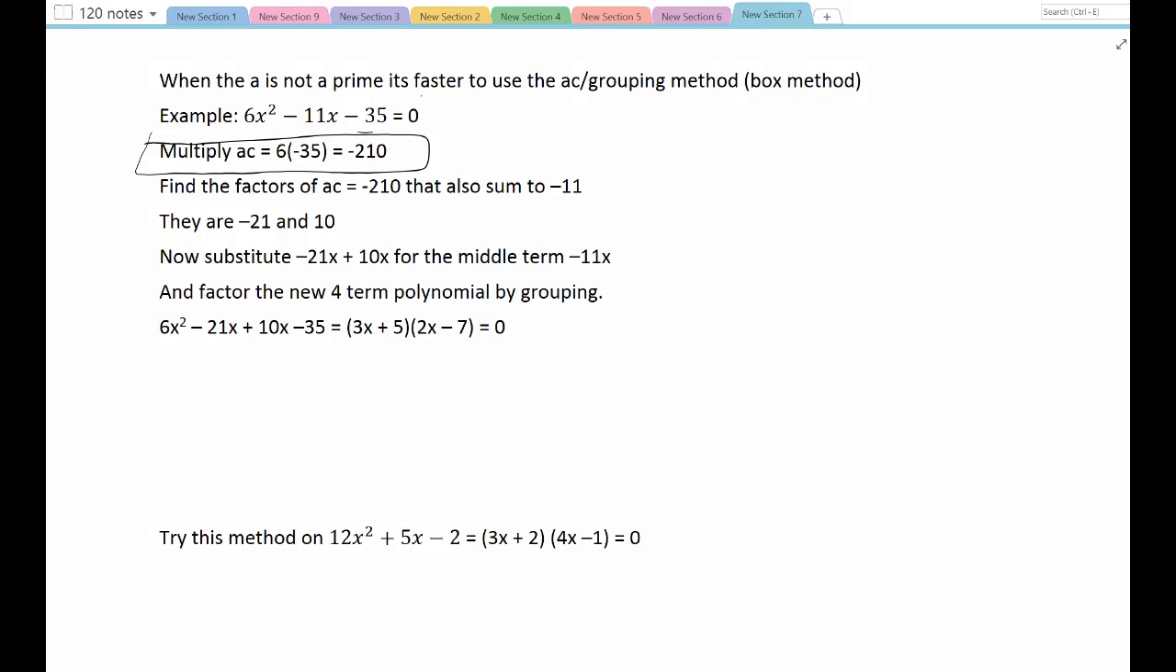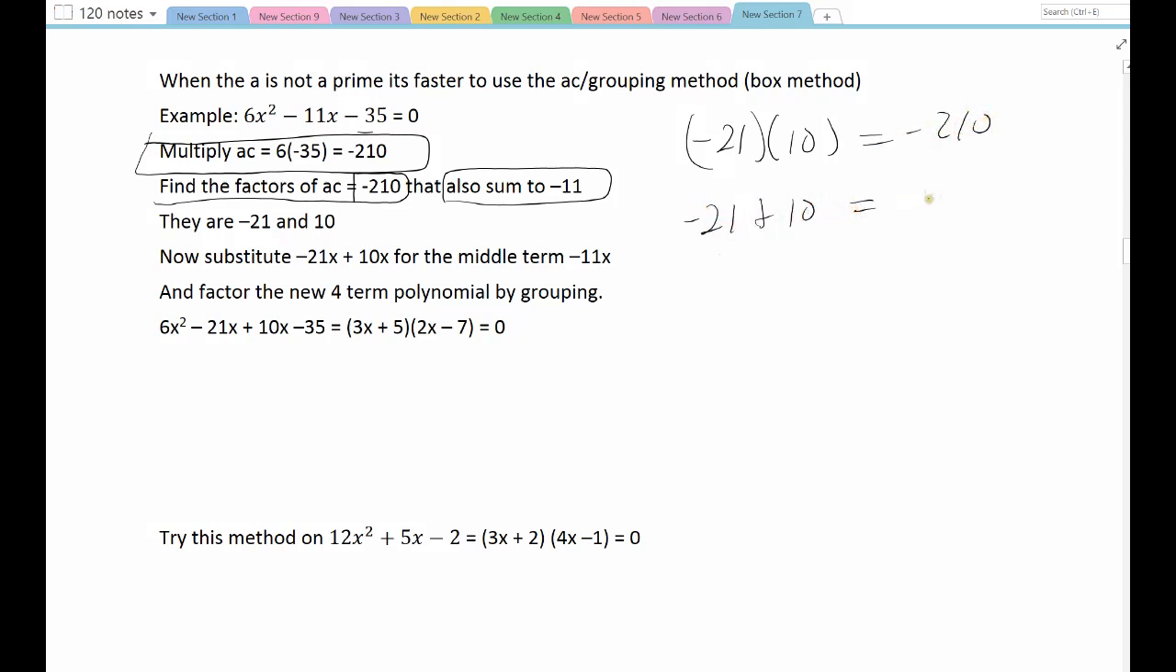Then I ask a very similar question to what I did in the first case. What are factors of that AC number that when I add them up I get my middle term? Alright, so what do I multiply to get to negative 210 that I add and get to negative 11? Well, the numbers are negative 21 and 10, right? If I take negative 21 times 10, I get my negative 210, and if I take negative 21 plus 10, I get my negative 11, and so those are the factors that work.